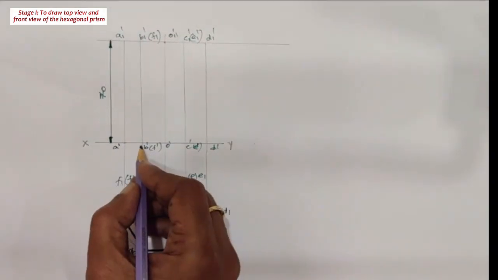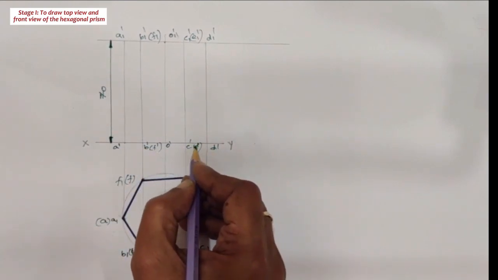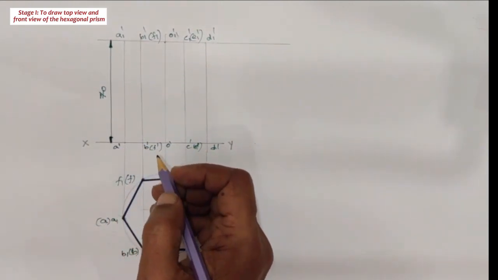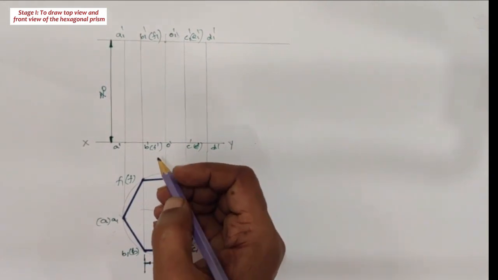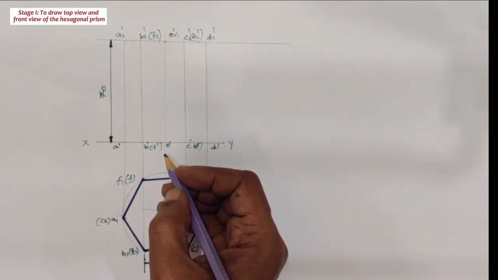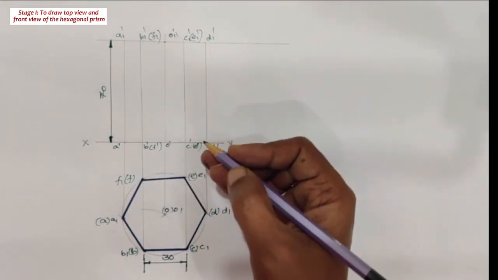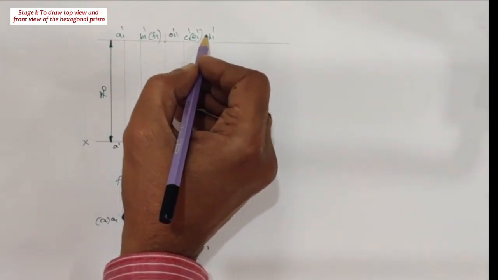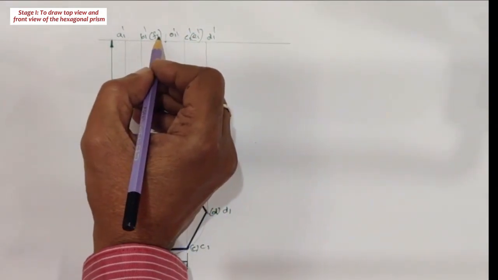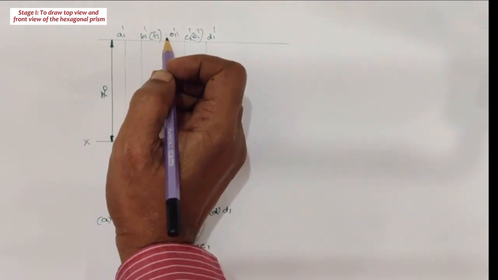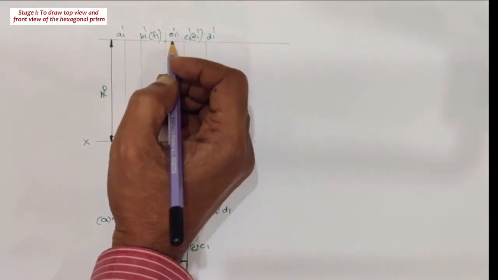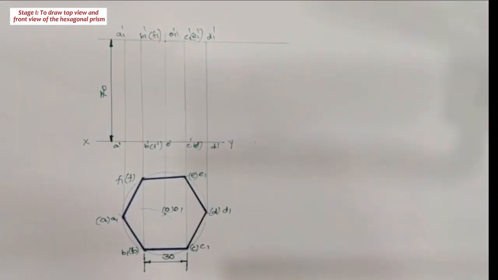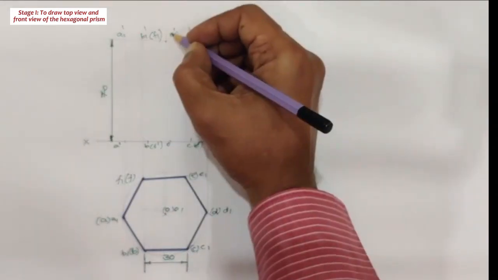Here A dash, B dash, C dash, D dash, E dash and F dash are the images of the bottom base corner points of a prism in front view, whereas A1 dash, B1 dash, C1 dash, D1 dash, E1 dash and F1 dash are the images of the top base corner points of a prism in front view, and O dash and O1 dash is the axis height.